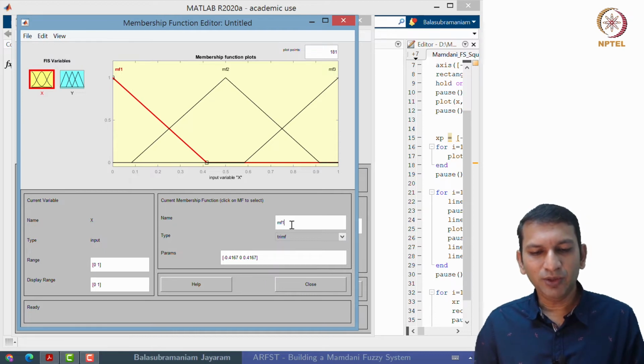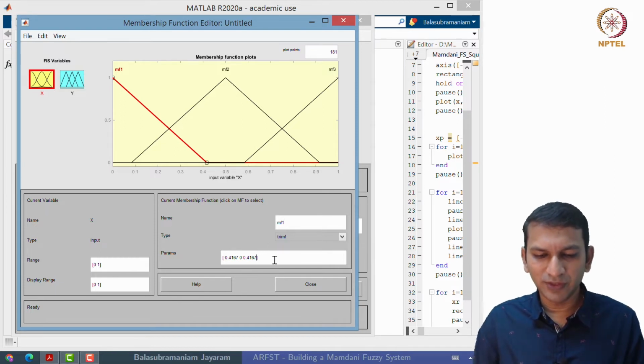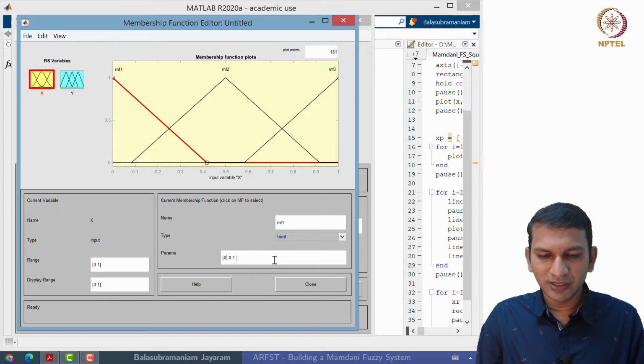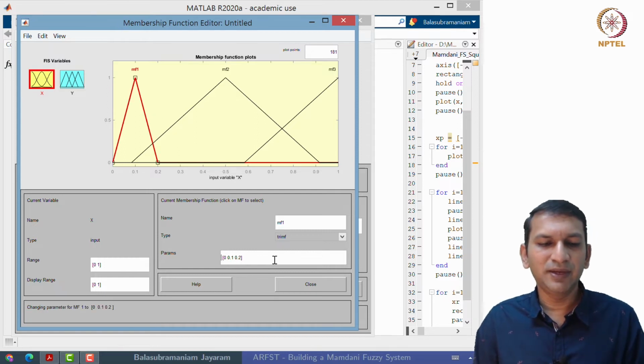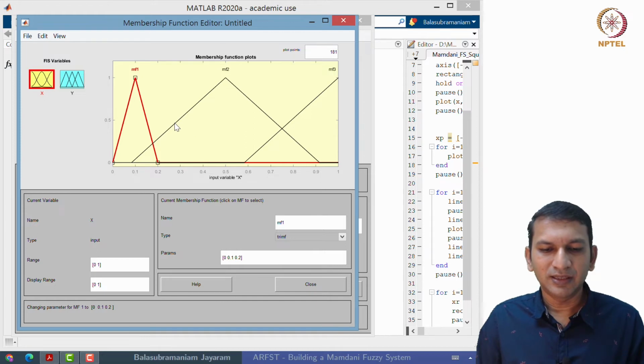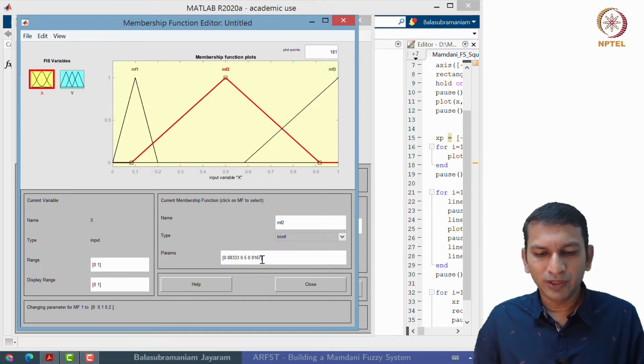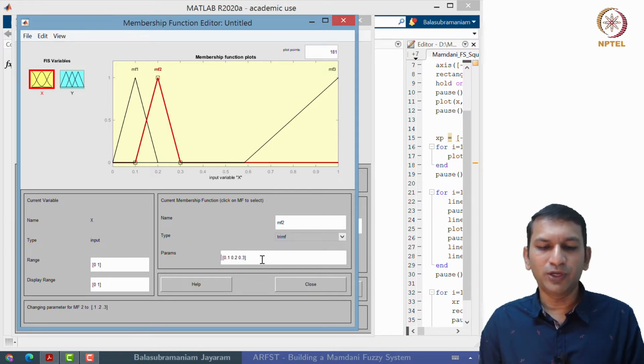So to remain consistent, we'll position this MF1 around the point 0.1. Now you see here it's a trapezoidal membership function, which means it takes 3 values. So we want to position it around 0.1, and we allow it to extend till the previous point 0 and the next point, which is 0.2. So you see here immediately it adjusts. Then for MF2, we'll do the same. We will position it by centering it at 0.2 and allow its support to be from 0.1 to 0.3.